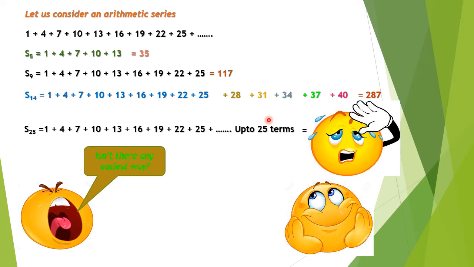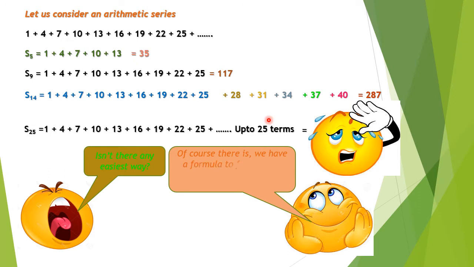So I think he seems to know the answer. He is smiling, you can see. Of course, there is. We have a formula to find the sum of any arithmetic series up to the nth term, any number of terms. According to this guy, there is a formula to find the sum of any number of terms. We don't have to write each and every term, and we don't have to add them one by one.